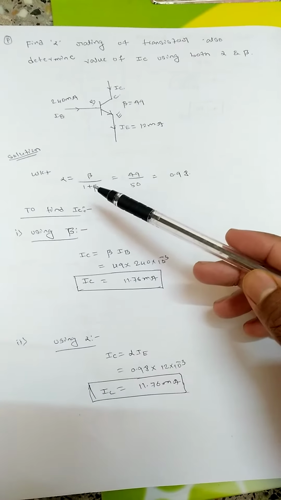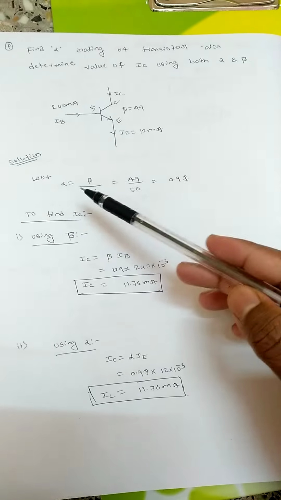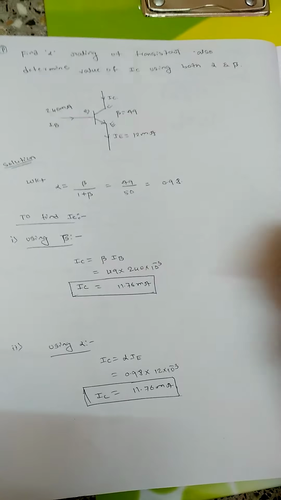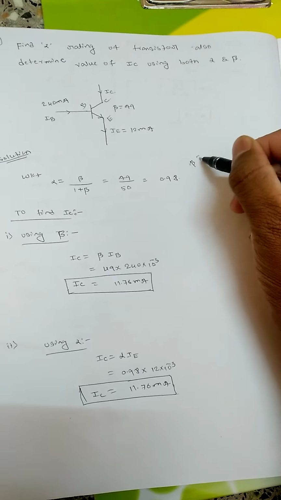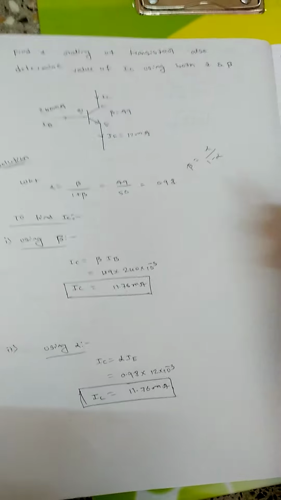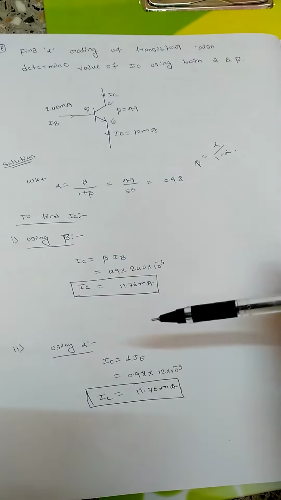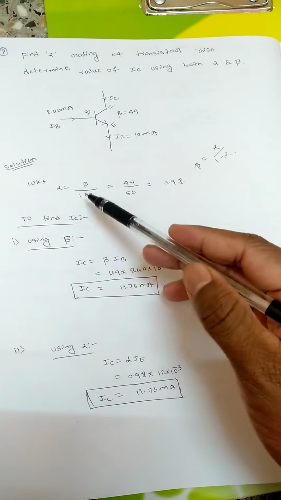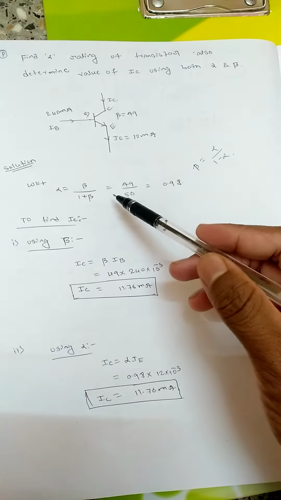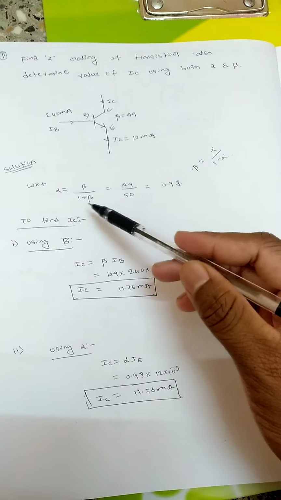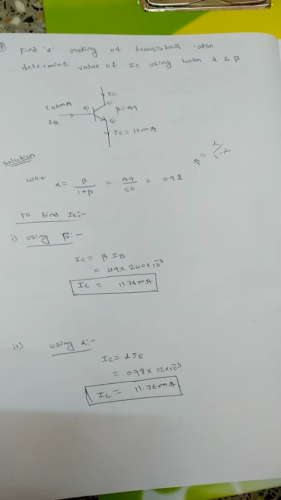So we know the relation between alpha and beta. Alpha equal to beta divided by 1 plus beta. Another relation is beta equal to alpha divided by 1 minus alpha. So if you know one, then you can find out the other easily. So alpha equal to beta divided by 1 plus beta. Beta they have given as 49, so 49 divided by 49 plus 1, so it will be 0.98.